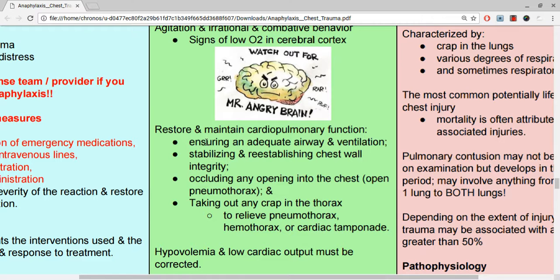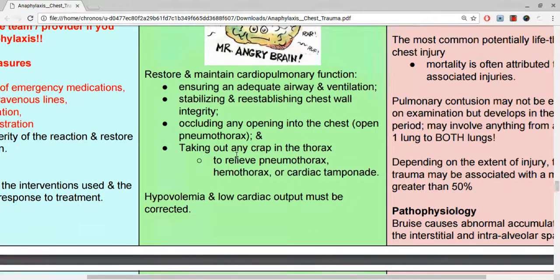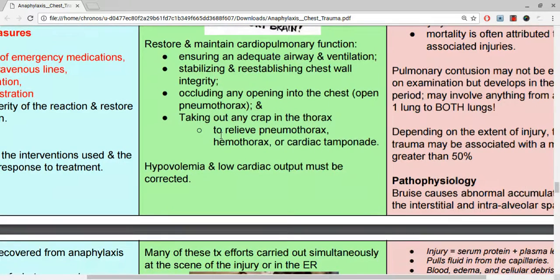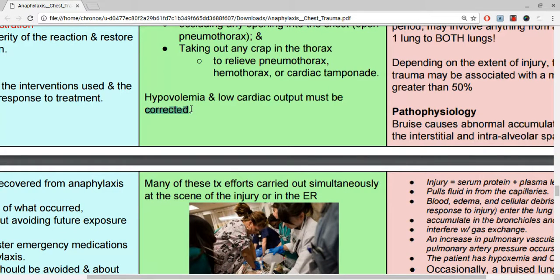Okay, so you're going to restore and maintain cardiopulmonary function by ensuring adequate airway and ventilation. You're going to stabilize and reestablish the chest wall integrity. So if they have a giant gaping hole right there, you're going to try to cover that up, because that's ruining the negative pressure that usually keeps the lungs expanded. You're going to occlude any opening in the chest, like in an open pneumothorax. That's basically what I just said. And you're going to take out any of the crap that's in the thorax, like the blood, the pus, the fluids, the water, whatever. And that's to relieve the pneumothorax, the hemothorax, or the cardiac tamponade. Hypovolemia and low cardiac output must be corrected.